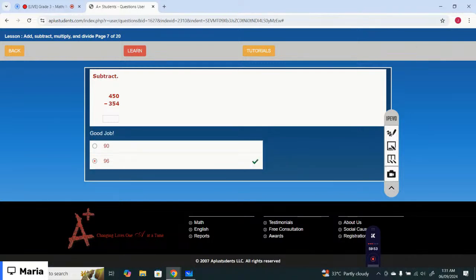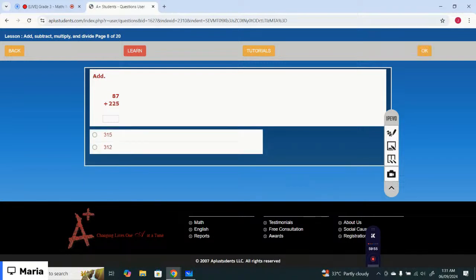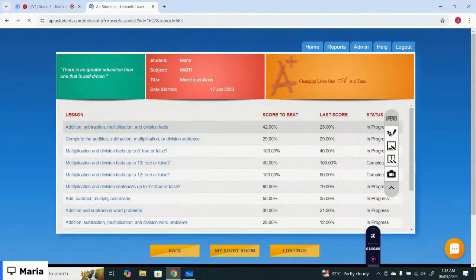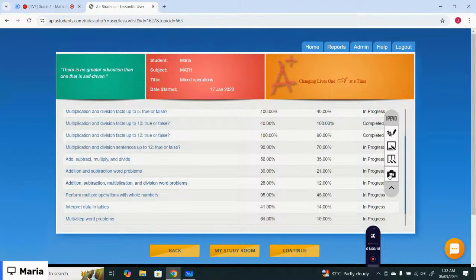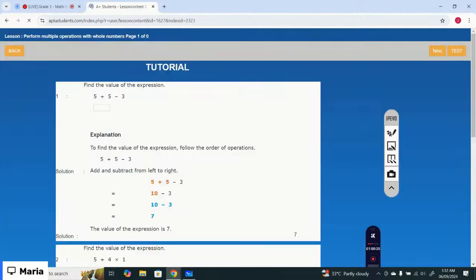Okay, you can complete the lesson by yourself later today. Let me just move on to the next lesson. And the next lesson is addition and subtraction word problems. You can do word problems on your own. Then you have again addition, subtraction, multiplication, and division word problems you can do on your own. Perform multiple operations with whole numbers. Let's start with the lesson.